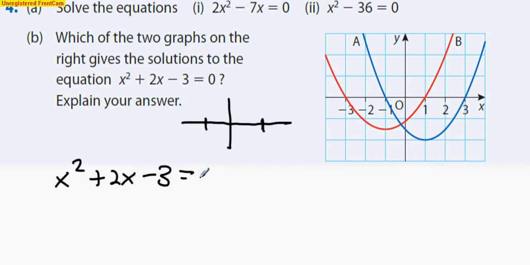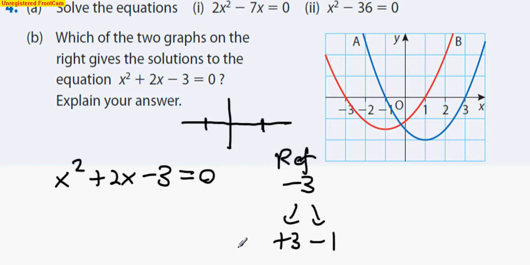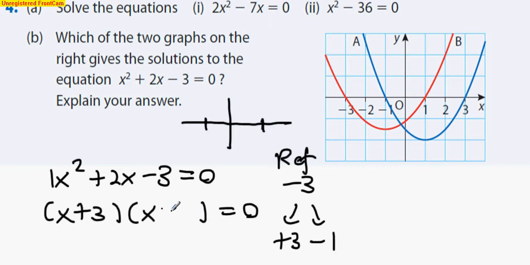so what we can do is the reference number is minus 3. And what we're going to get out of minus 3 is we're going to get plus 3 minus 1. It's a simple reference number because it's 1x squared, so it can only break up into x and x. And then what we're going to get is plus 3 and minus 1. We're going to solve this.